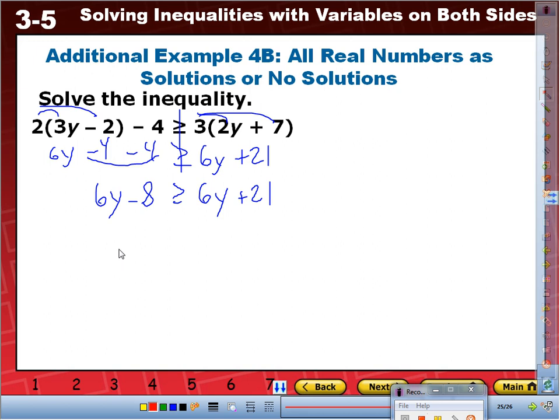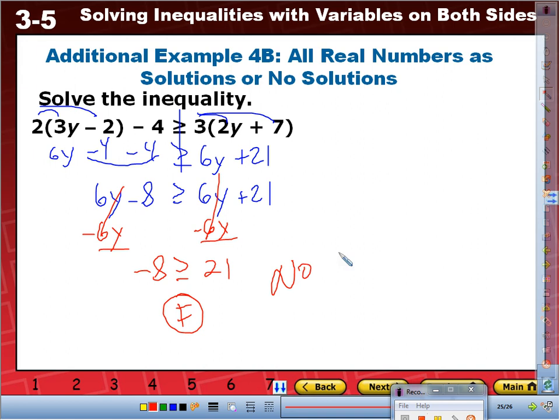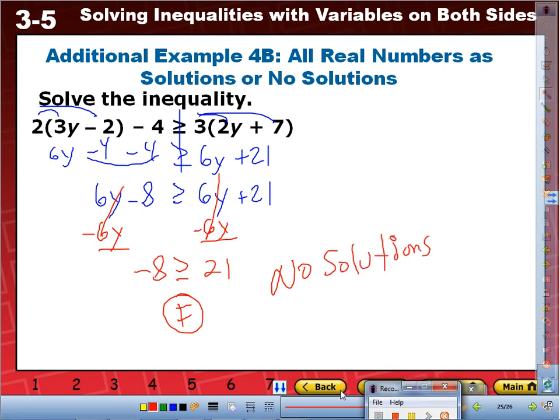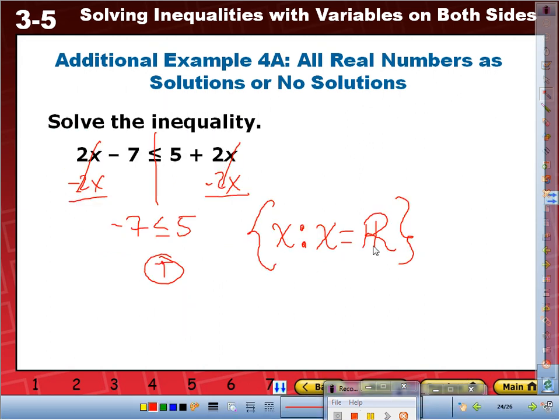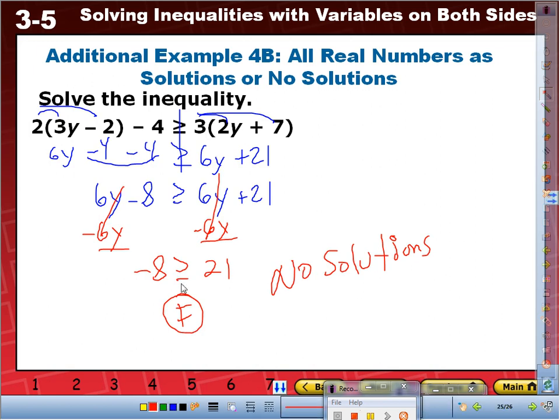To continue, we need to get rid of the smallest variable, which is what? 6y. Subtract 6y from both sides. You're saying, oh, they cancel. Let's see what we end up with. Is negative 8 greater than or equal to 21? No. Whenever it's false, there are no solutions. So we saw two different cases: all real numbers if it's true, or no solutions if it's false.